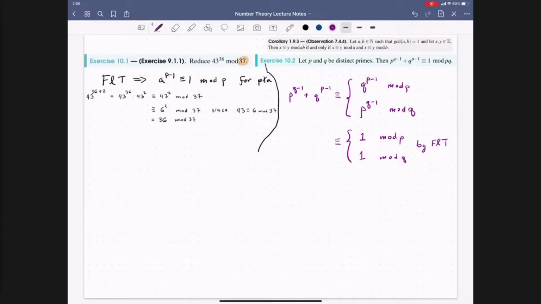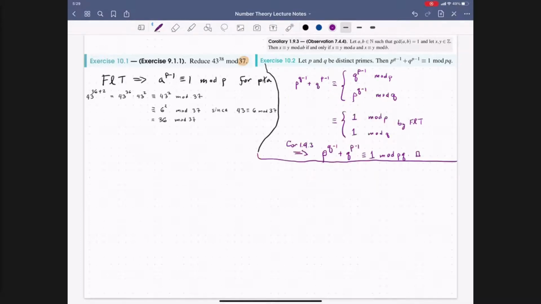And so by the corollary 1.9.3, we deduce that then p to the q minus 1 plus q to the p minus 1, which is what we are taking to be our x, is congruent to 1, which is our y, mod a times b, which is our p times q. And that finishes it for this exercise. So where do we go from here?